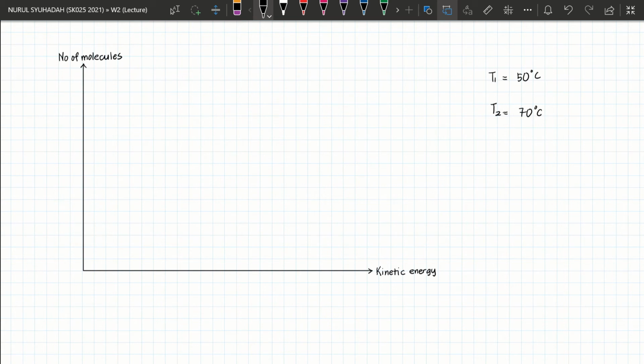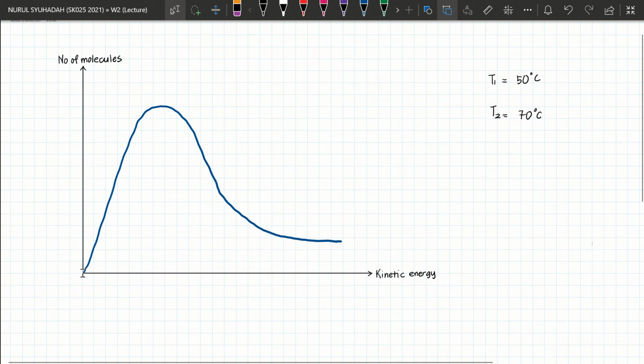Let's start with the first curve. Your curve will start from 0 here, and then you draw one curve like this, where the highest point here tells you the average kinetic energy of most molecules. And then it will go down here, to show that the number of particles that have higher kinetic energy will be fewer. So this is your first curve. Draw it like this.